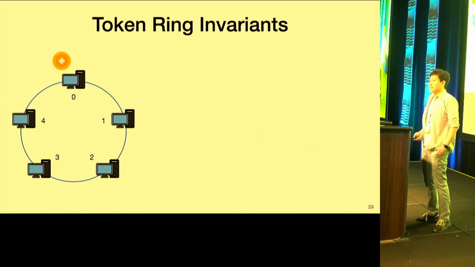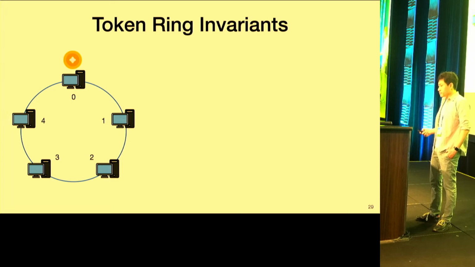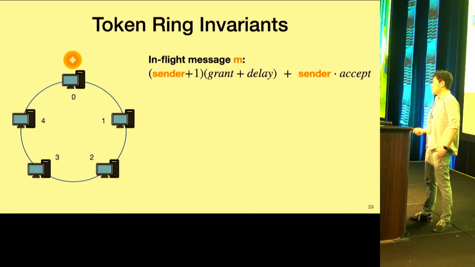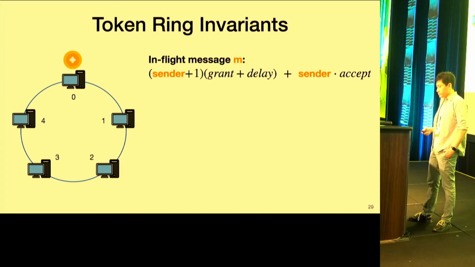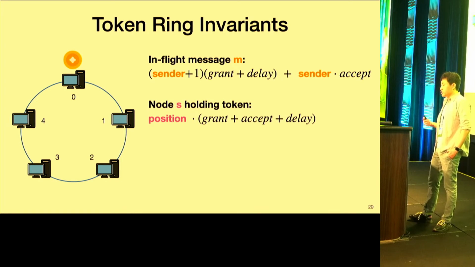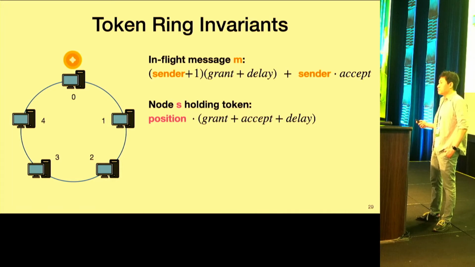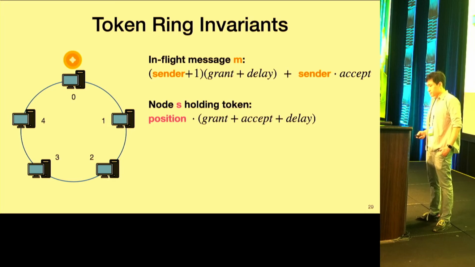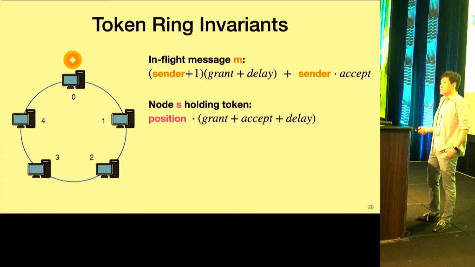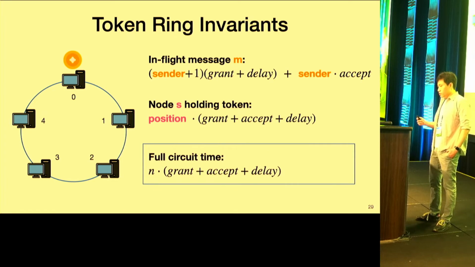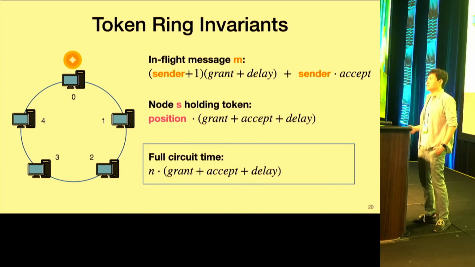Now, this generalizes into the following invariants that we prove. We see that for each in-flight message, its timestamp is related to the sender's position, like so. As a consequence, each node holding the token has this bound: its position multiplied by the sum of grant, accept, and delay. And overall, for our top-level spec, we prove that the time it takes to complete the full circuit is this: the size of the ring multiplied by this sum. And this concludes how we derive and prove our bounds on circuit time.